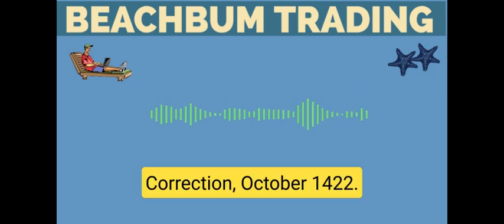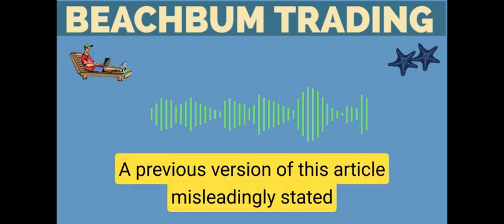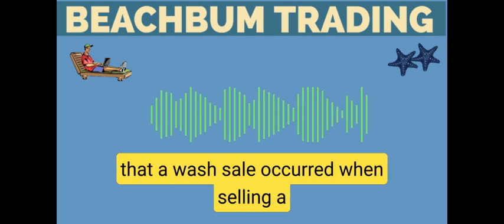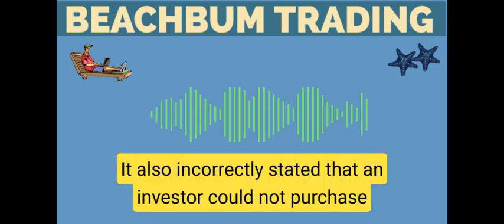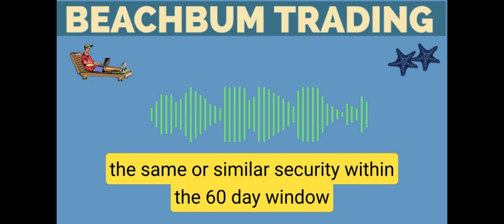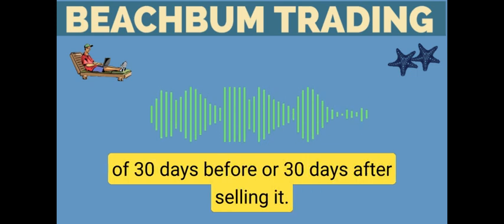Correction, October 14, 2022. A previous version of this article misleadingly stated that a wash sale occurred when selling a security at a loss for a tax benefit. It also incorrectly stated that an investor could not purchase the same or similar security within the 60-day window of 30 days before or 30 days after selling it.